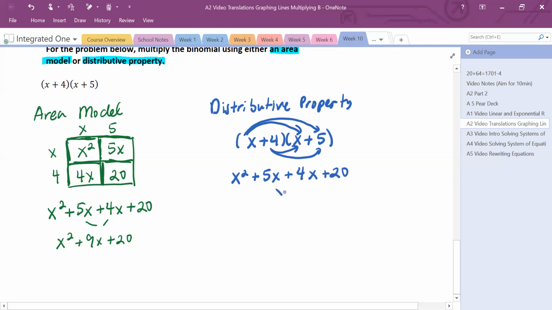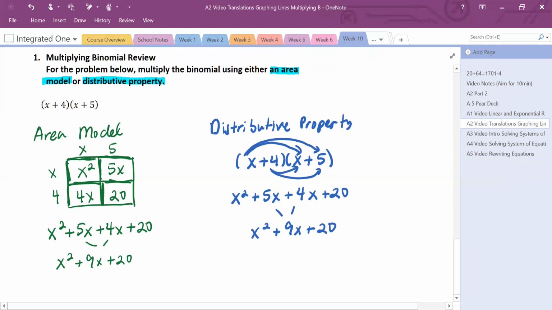And again, I can do the same thing here. I can combine like terms, and I get x squared plus 9x plus 20. When you're doing these problems, it says multiply the diagonal using either the area model or distributive property. So it's up to you. It is student's choice for this.